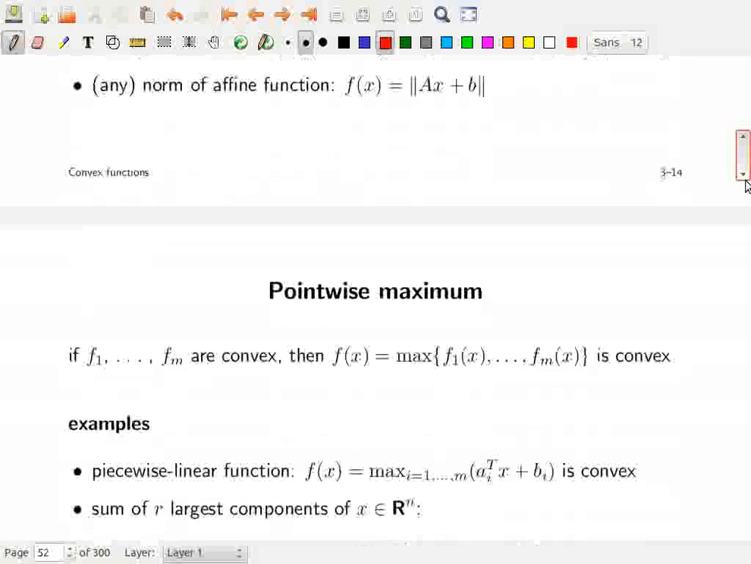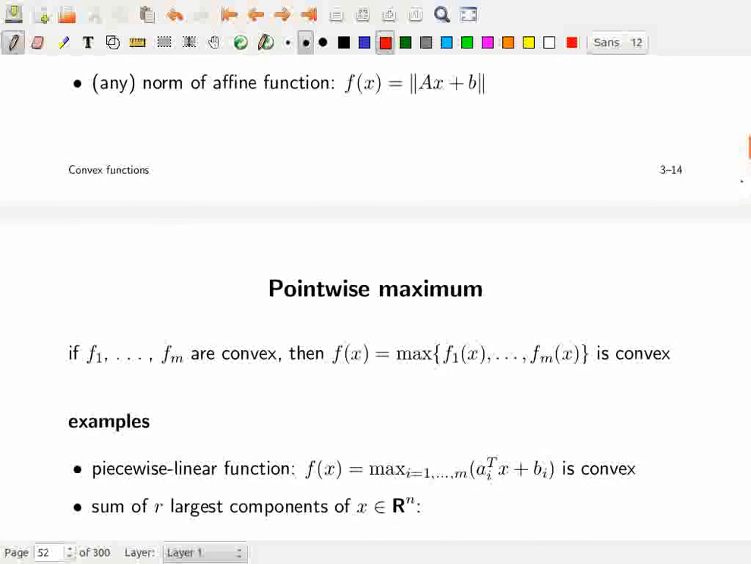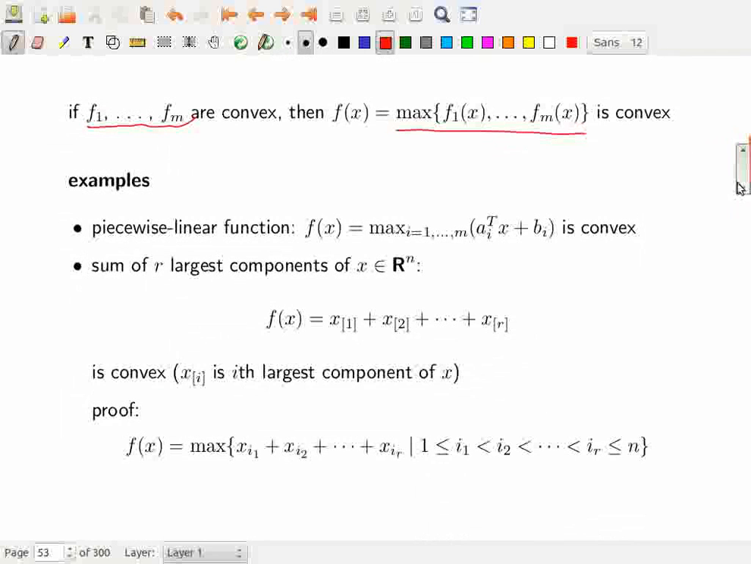Then we talked about the piecewise maximum. If we have functions f1 to fm that are convex, the maximum of those functions is convex. For example, a piecewise linear function, f of x that is the max of some linear or affine functions, is convex, or the sum of the largest components of x in Rn, for which you cannot easily find a closed form equation. It's really hard if the size of n is bigger than 5 or 6.